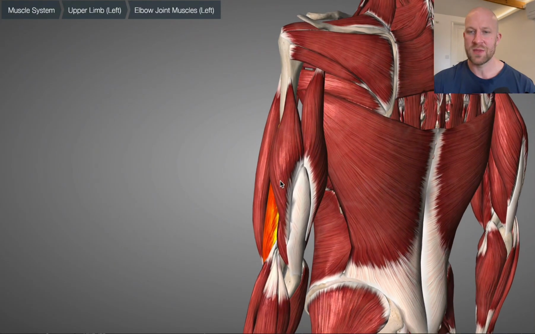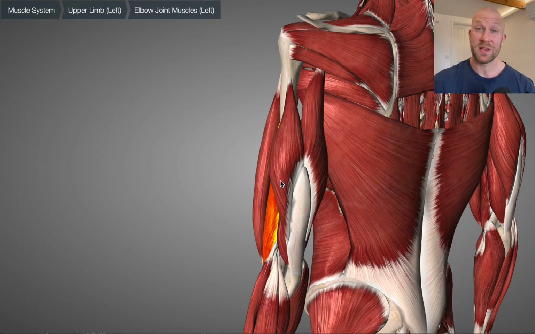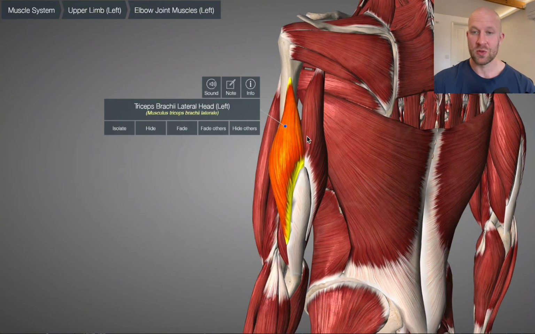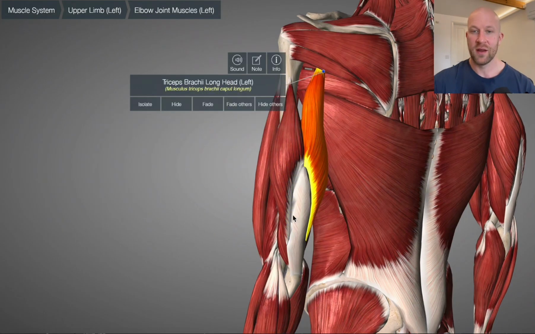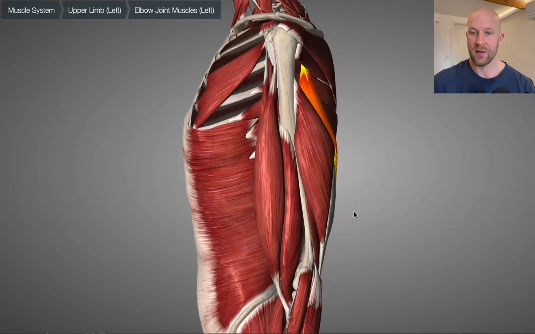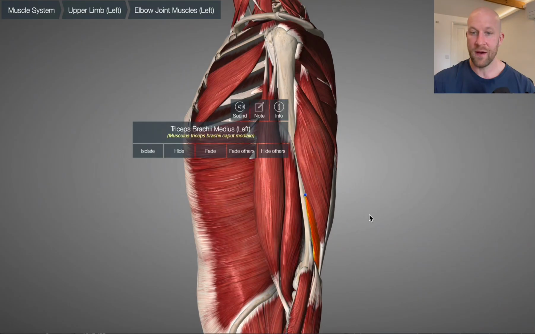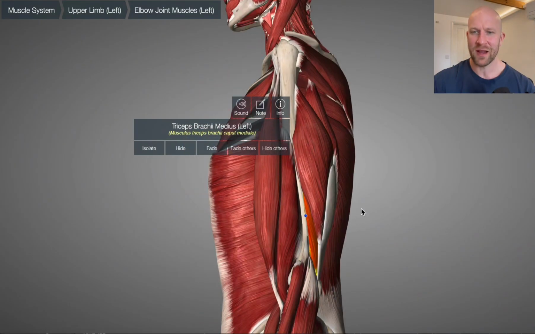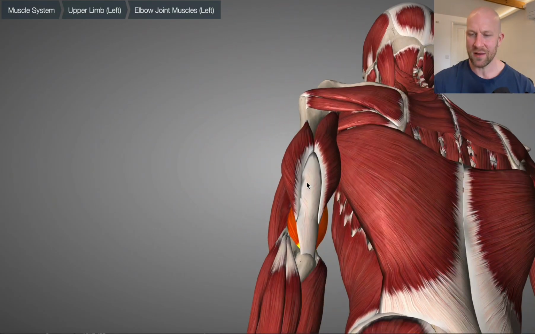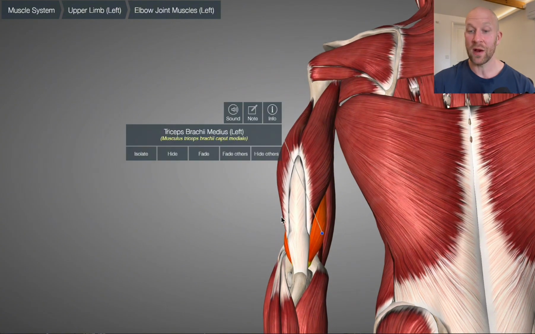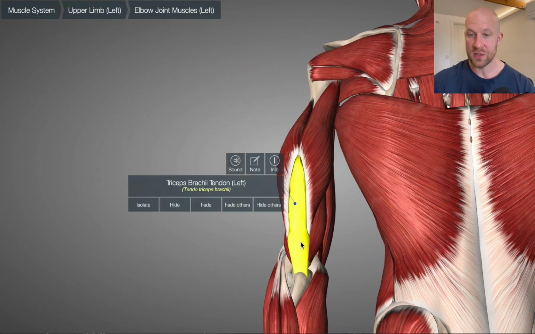Round to the posterior aspect, we've got the triceps. If biceps means 2 heads, triceps is going to mean 3. And that muscle we break into 3 parts because there are 3 heads. We've got the lateral head, we've got the long head, and we've got the medial head, or brachii medius as it calls it here, but it's the medial head. They all insert onto the olecranon process of the ulna, which is just there into the triceps tendon.